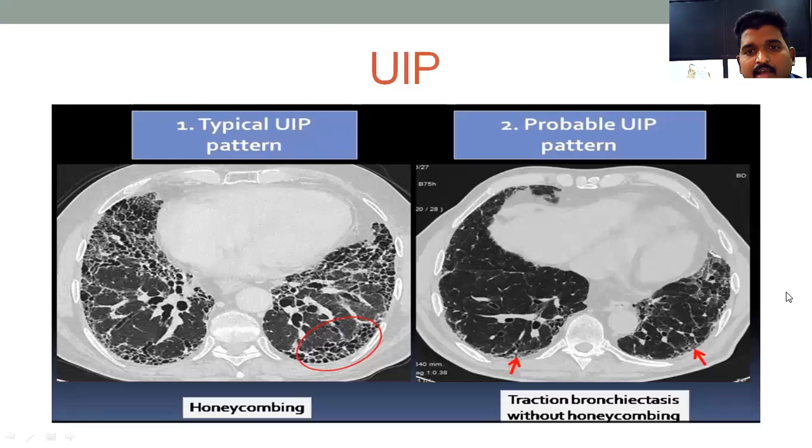Okay. Finally, I'll show you some slides that give you a clear picture of what is a UIP and what is an NSIP. Here, what is a typical UIP? As I already told you, you see the distribution.